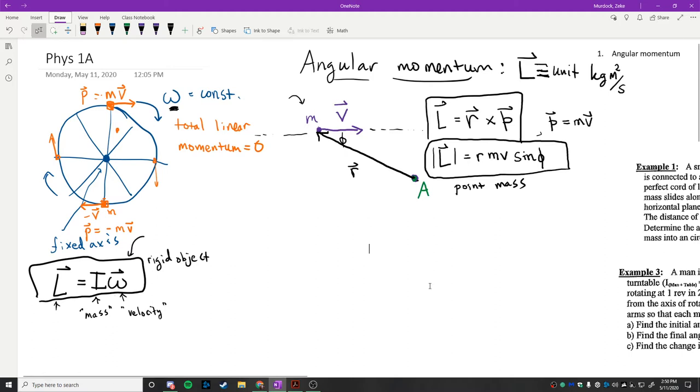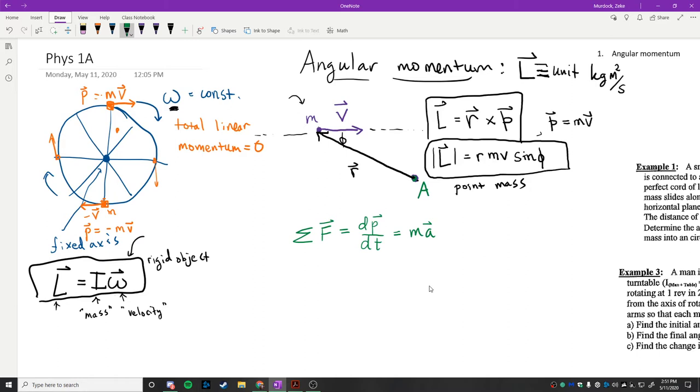Alright. So, why do we care about angular momentum? I'm going to show you guys a little derivation that I find to be kind of cool. We start off with Newton's second law. Newton's second law states that if I take the time derivative of momentum, I get the net force acting on an object. This is the same thing as mass times acceleration, right? It's exactly the same thing.